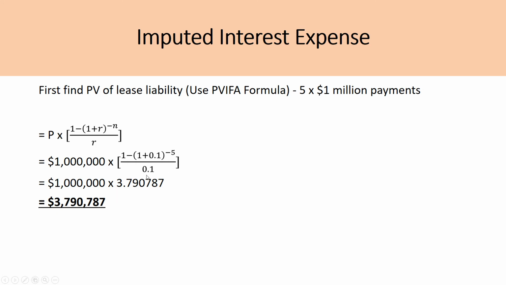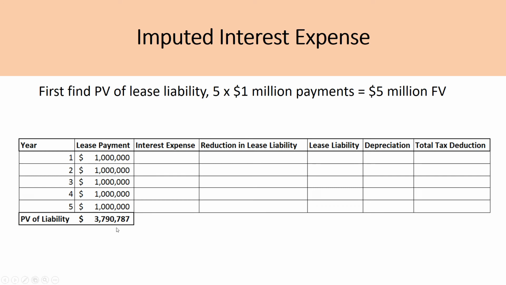And so the present value of 5 $1 million payments across the next 5 years in today's terms would be $3,709,787. So that is the present value of this lease liability. It's the value of this capital lease, right? And so that's what we reported right here. Now we want to calculate the imputed interest and depreciation. So let's calculate depreciation first.